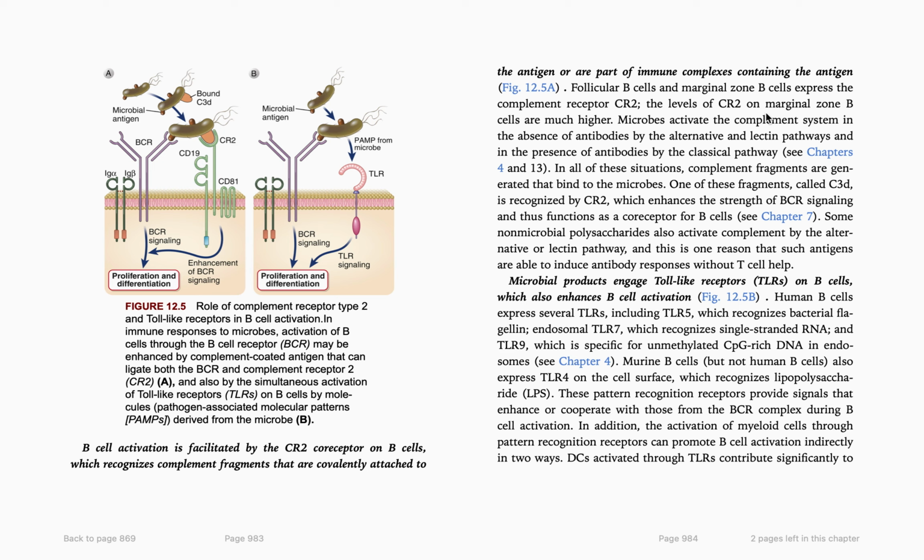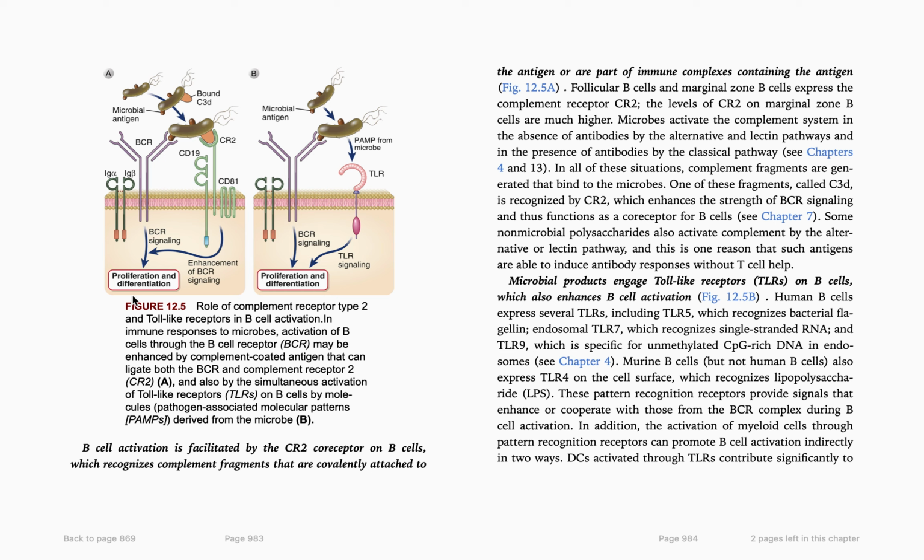So, the role of complement receptor type 2, you see the diagram here, the role of complement receptor type 2 and toll-like receptors in B cell activation. In the immune response to microbes, activation of B cells through B cell receptors may be enhanced by complement-coated antigen that can engage both the B cell receptor and complement receptor 2, and also by the simultaneous activation of toll-like receptors and B cell receptors. Pathogen-associated molecular patterns also are important.